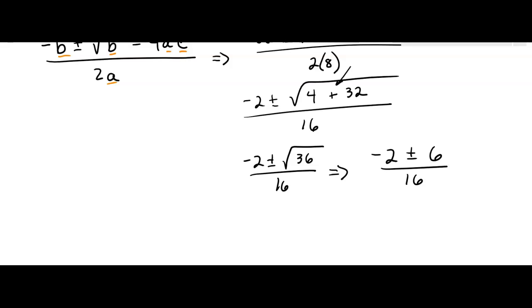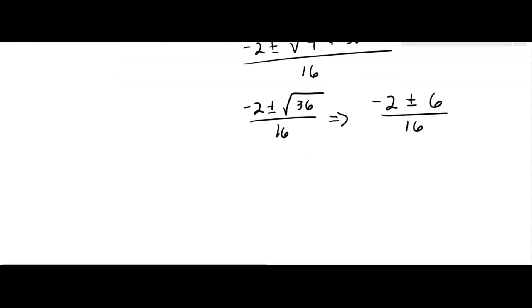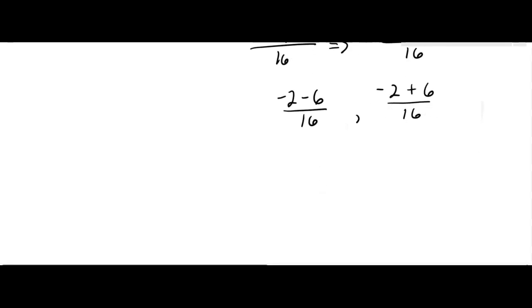Now, when I don't have the radical, I can keep going. So I have to consider 2 cases. -2 minus 6 over 16, that's going to be one answer, and -2 plus 6 over 16, that's going to be the other answer. So lots of paper on these. -8 over 16, which is -1/2, that's one answer. And then here I'm going to have 4 over 16, which is 1/4, that's the other answer.